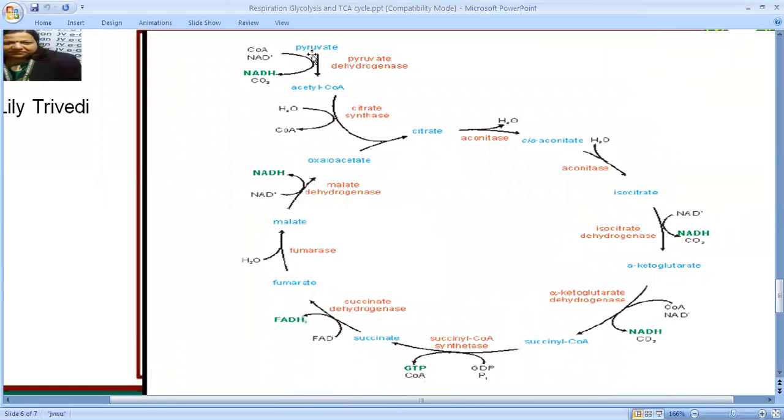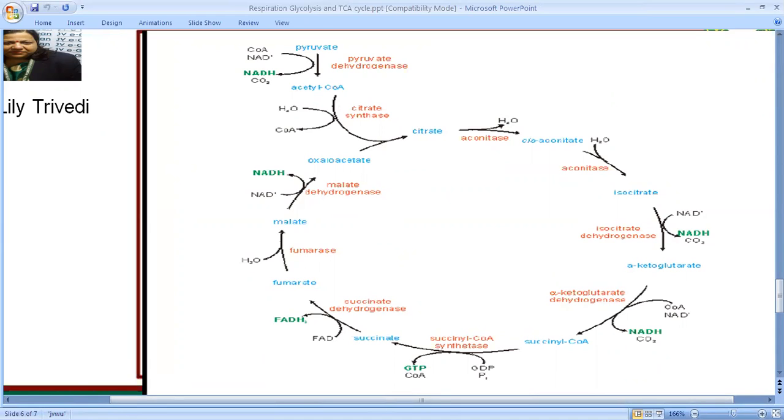Okay, now this is the Krebs cycle. Here is the pyruvate, and in the presence of pyruvate dehydrogenase, it is converted into acetyl coenzyme A. Now this pyruvate dehydrogenase converts it into acetyl coenzyme A, and further it gives carbon dioxide and NADH2. So it is this process which releases carbon dioxide.